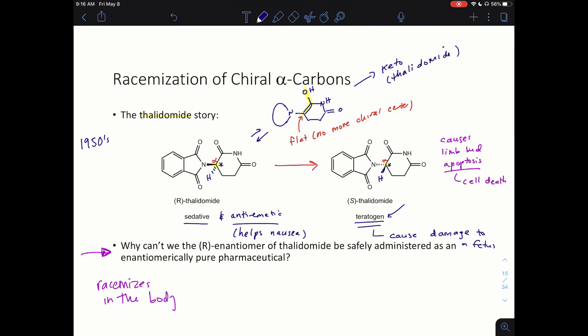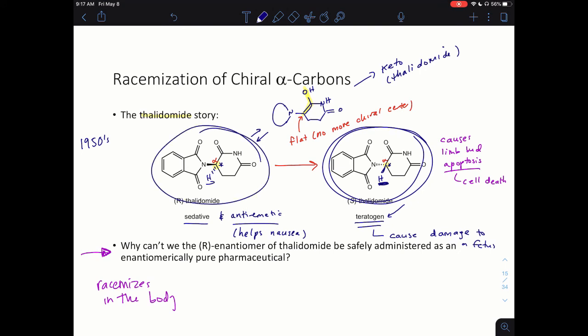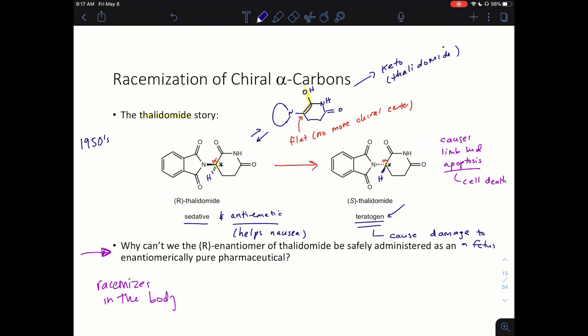protonation could occur to the top face. If it occurs to the top face, you form S-thalidomide, right? Protonation of that carbon on the top face. There's what used to be the stereogenic center. Or protonation could happen to the bottom face and you would get the R-thalidomide. And of course, it's a 50-50 chance what's going to happen because the top face and the bottom face are the same.